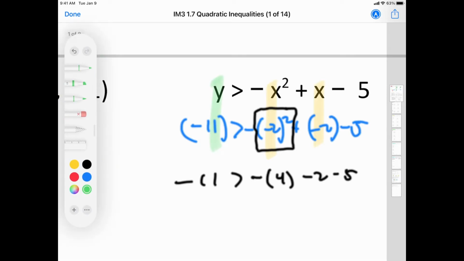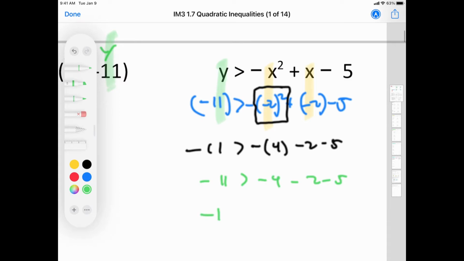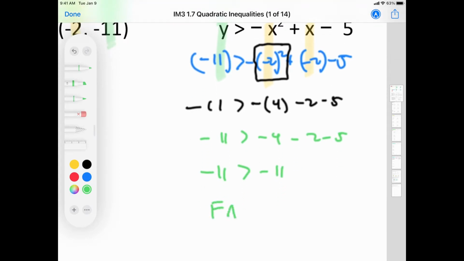Can you hear my puppies in my house? And that would be negative 11 is greater than negative 11. Is it bigger? No, they're equal, so this would be false.